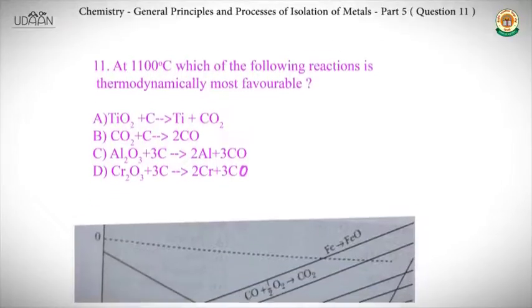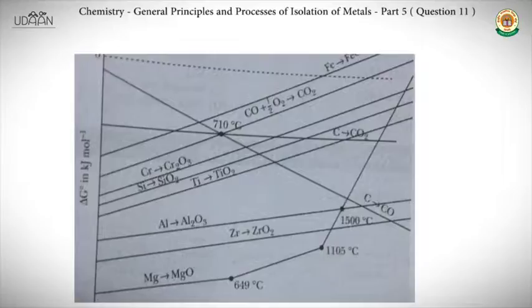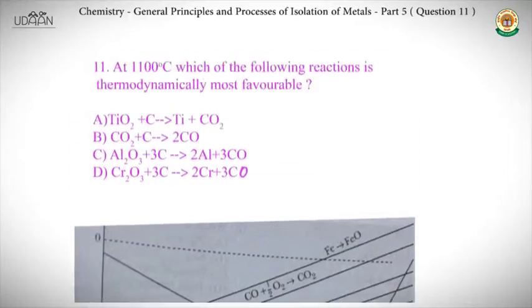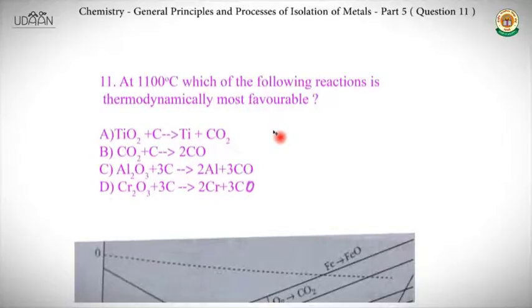We are also given the Ellingham diagram representing various oxidation reactions. So now we have to arrive at the solution using this Ellingham diagram. So let's get going with the solution. Let's look at the first reaction. It's made up of two sets of reactions. The first one being TiO2 going to Ti, and the second one being C going to CO2.